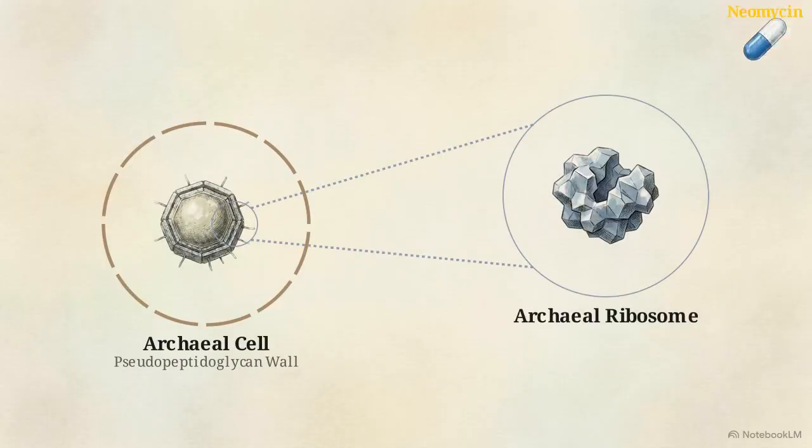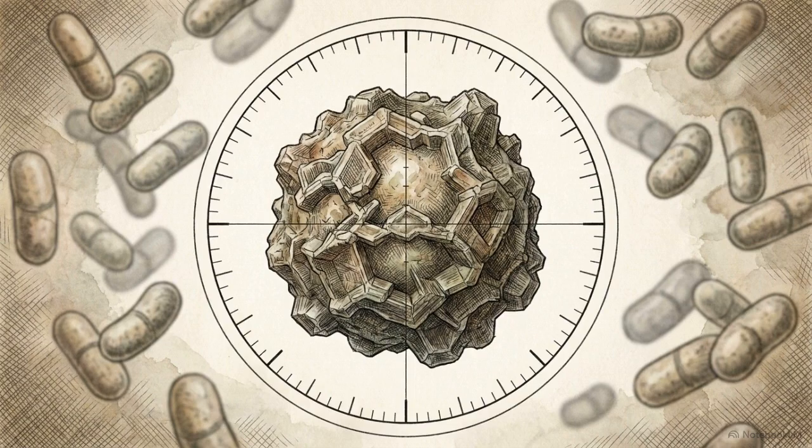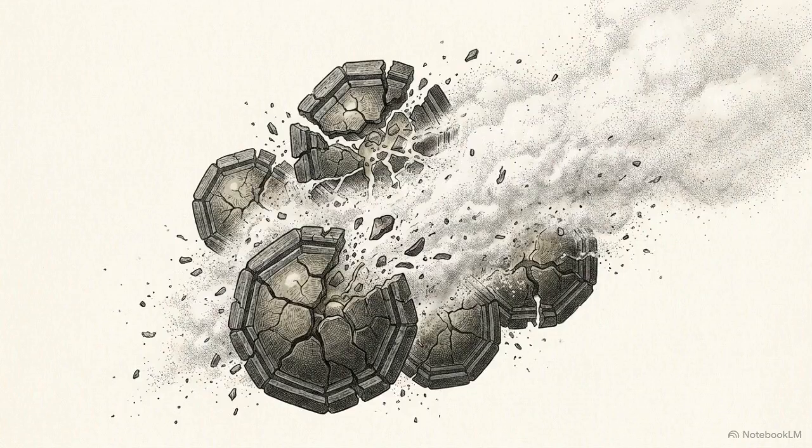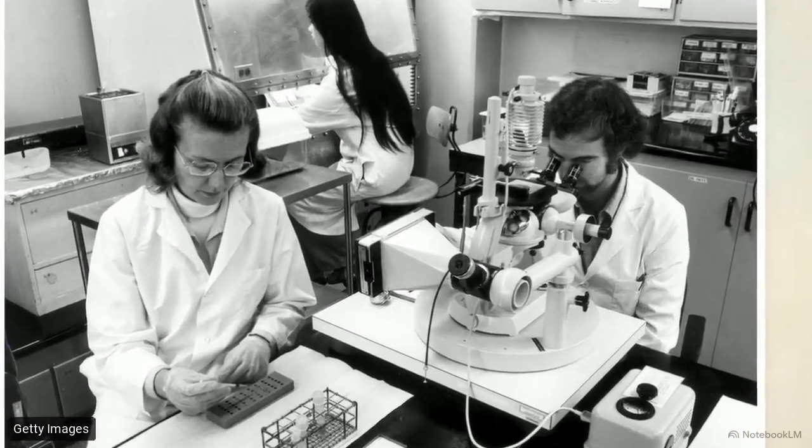Neomycin is the critical agent. It selectively binds to archaeal ribosomal subunits and destabilizes their pseudopeptidoglycan walls. Precision antibiotic targeting is the only way to dismantle an organism operating on an entirely orthogonal cellular architecture. While gastroenterologists use neomycin to eradicate this molecular machinery, clinical bioengineers are actively harvesting it for the opposite purpose.